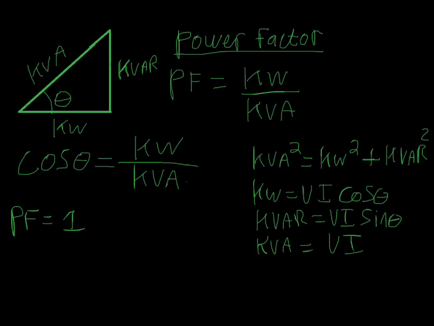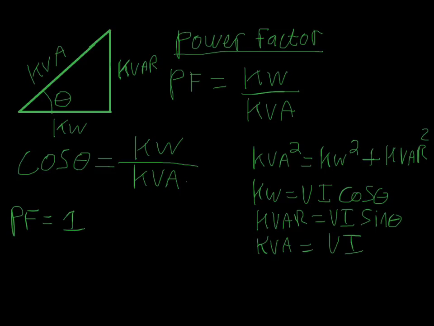Okay, now you can see that when we have a power factor of 1, theta is 0, so sine of theta is 0 and the whole reactive power goes away, and cosine of theta is 1, so now your kW equals VI, your kVA equals VI, and the statement that we mentioned earlier becomes true: your kVA is equal to your kW.